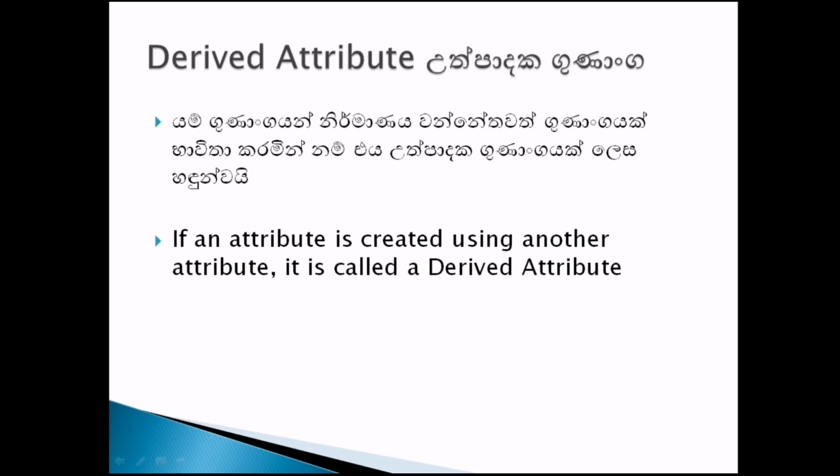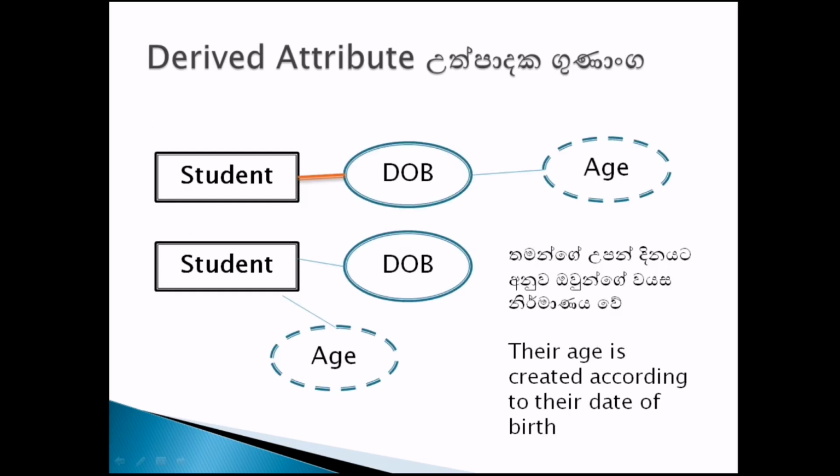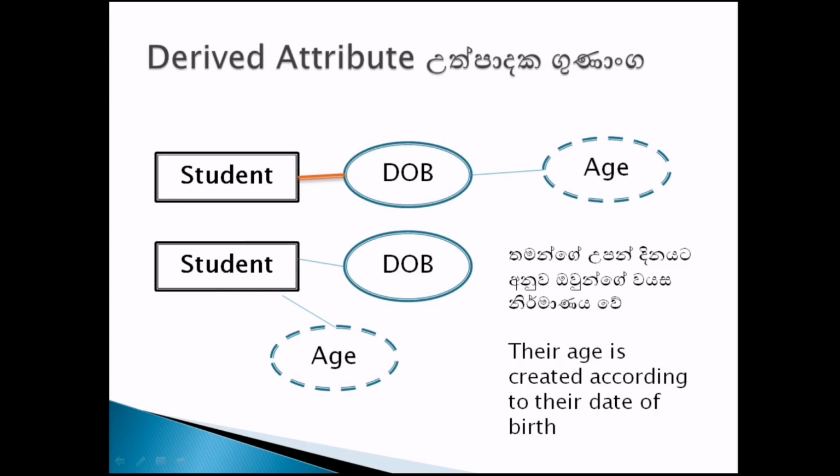Derived attribute. If an attribute is created using another attribute, it is called a derived attribute. Example, this is a student entity. Student entity has an attribute called date of birth and age. Their age is created according to their date of birth. Therefore, age is indicated by a striped ellipse. Let's take an example. We can relate the attribute of age directly to the entity of student.